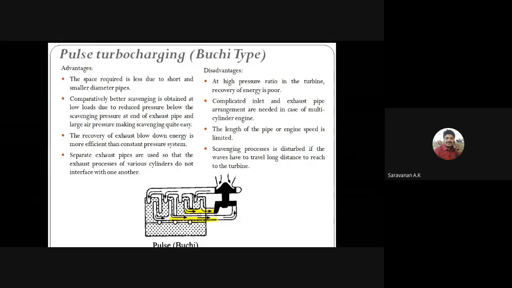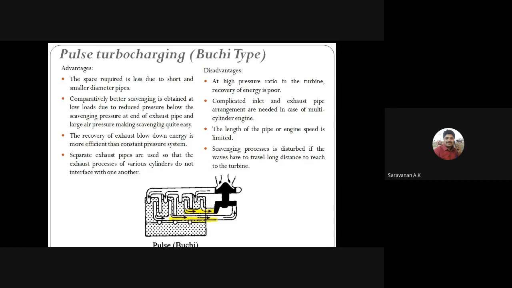At a high pressure ratio in the turbine, the recovery of the energy will be somewhat less, so it will be a poor one. The inlet and exhaust pipes are complicated. Why? Because the arrangement of the pipes is needed for multi-cylinder engines, so the inlet manifold and exhaust manifold arrangements may be complicated. Then the length of the pipe and the engine speed is limited. So we can't use more length of pipes, and it will get some losses.